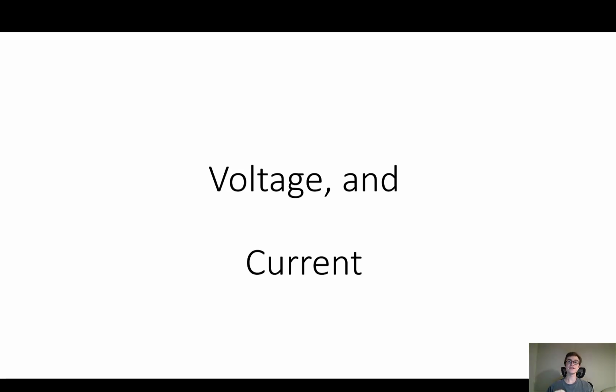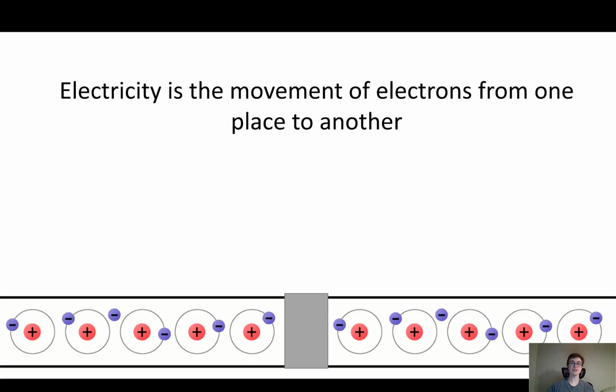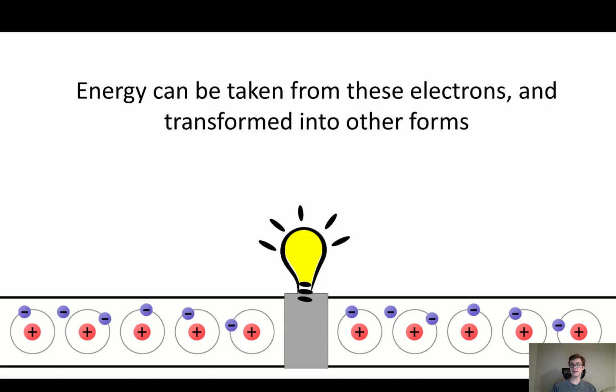Hello. In this video, I'm going to try to teach you about voltage and current, just what these words conceptually mean without any math. So first, let's remember what electricity is. Electricity is the movement of electrons from one place to another place. The kinetic energy the electrons acquire can be taken away and turned into other things like light or heat, or mechanical motion.